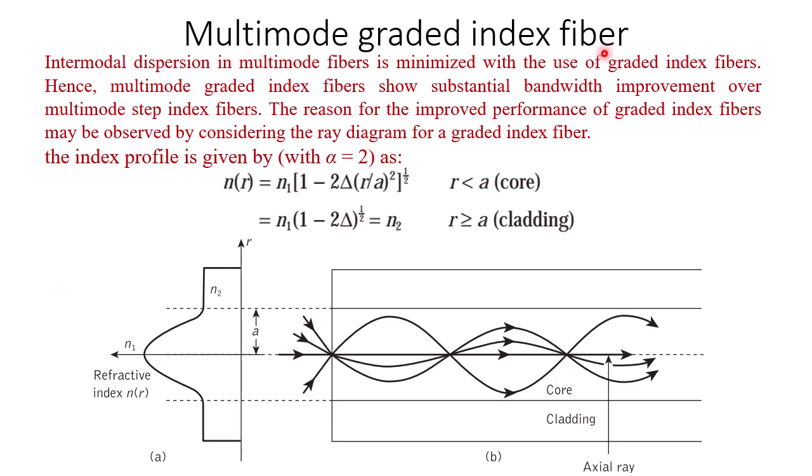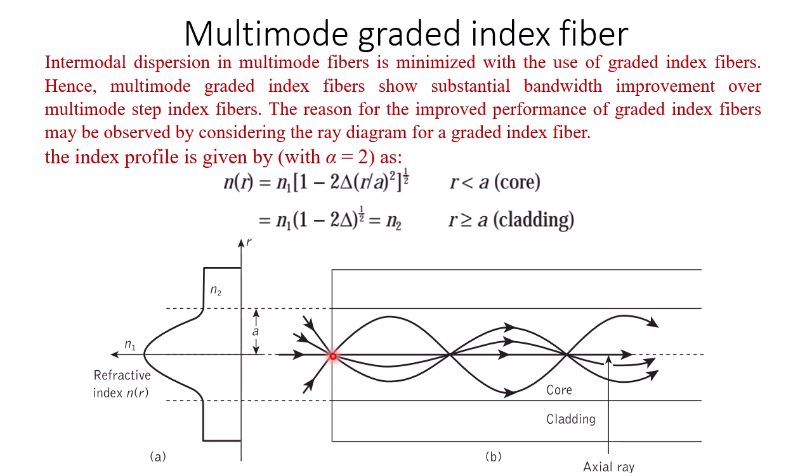For multimode graded index fiber, as we have already seen, the amount of dispersion is lesser. Let us see how exactly it is happening. For graded index fiber, the refractive index varies, for alpha equal to 2, that is for a parabolic profile, as n1 into (1 minus 2 delta (r by a) whole squared) to the power half inside the core. And for the cladding, we have n1 into (1 minus 2 delta) to the power half. This is for the cladding.